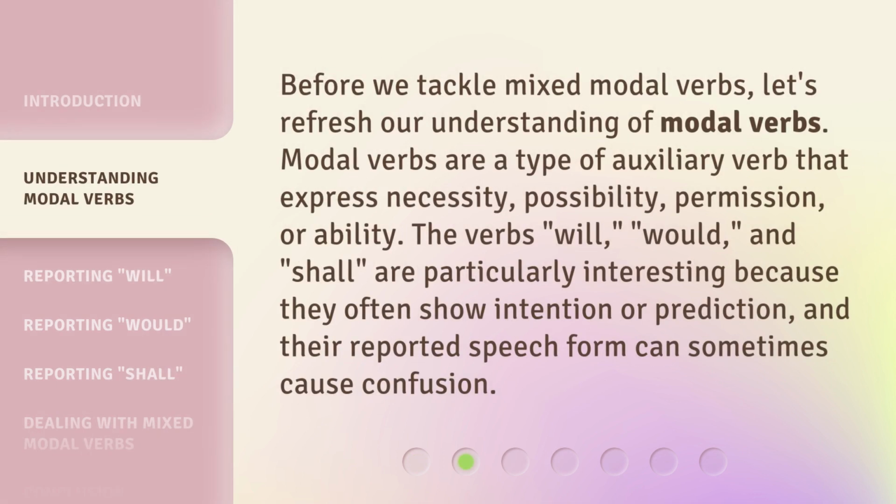Before we tackle mixed modal verbs, let's refresh our understanding of modal verbs. Modal verbs are a type of auxiliary verb that express necessity, possibility, permission, or ability. The verbs will, would, and shall are particularly interesting because they often show intention or prediction, and their reported speech form can sometimes cause confusion.